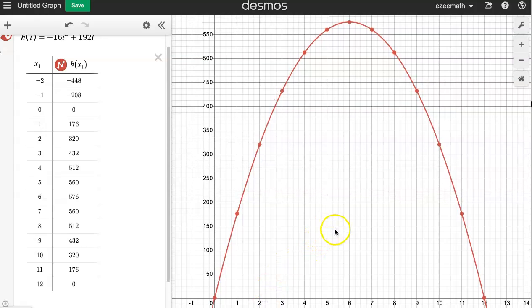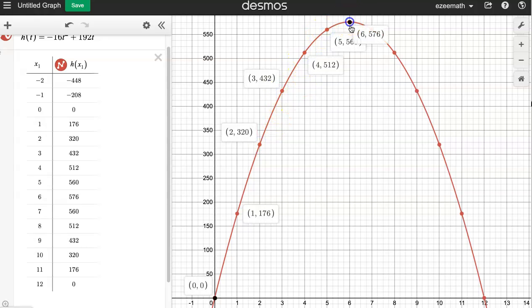Okay, and all the values are also there. In 0 seconds the height is 0. In 1 second it is 176. 2 seconds, 3 seconds, this is the height. 4, 5, 6, then 7 is up here, 560. 8, 9, 10. Everything you can answer now. All the questions that you have seen a minute ago in the first slide, everything can be answered.